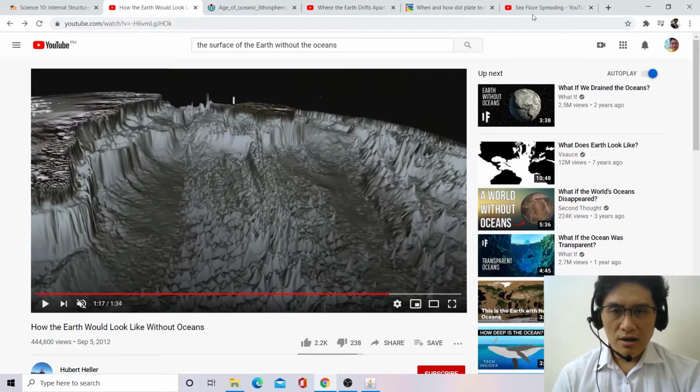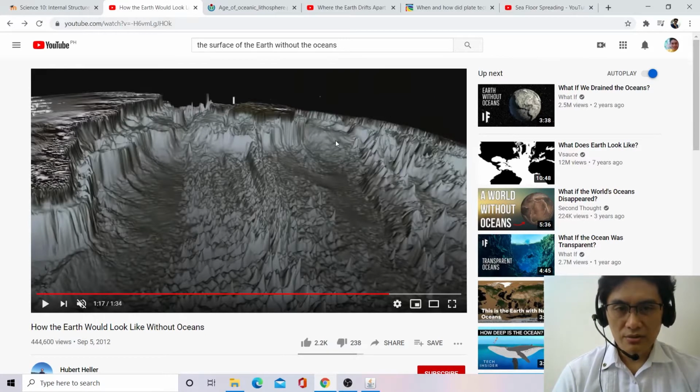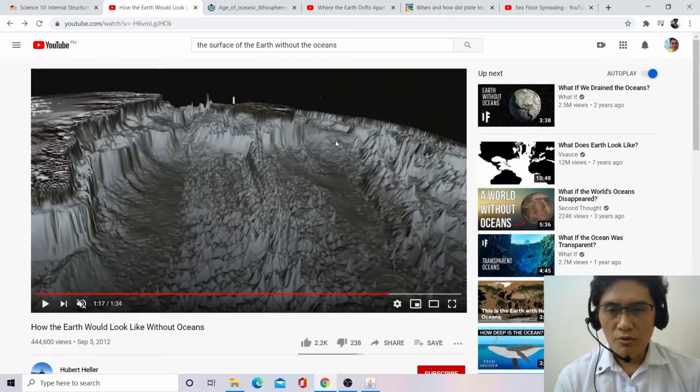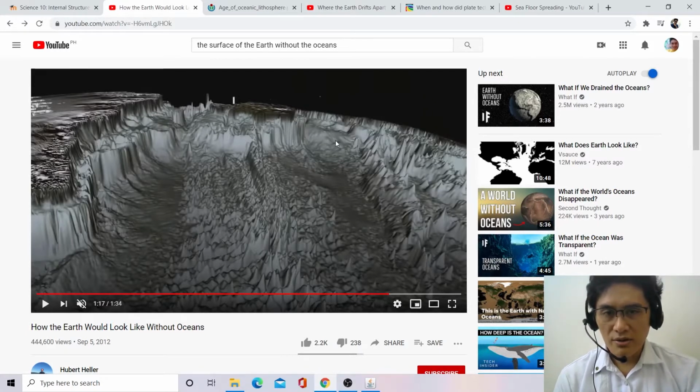And again, when Harry Hess and Robert Dietz discovered these mountain ranges and observed them, they found out that magma comes out of it, and obviously they knew about the continental drift theory, which was proposed in 1912, so earlier than their time. So they used that to formulate their own theory called the seafloor spreading theory. Okay, so what are the evidences for the seafloor spreading theory?